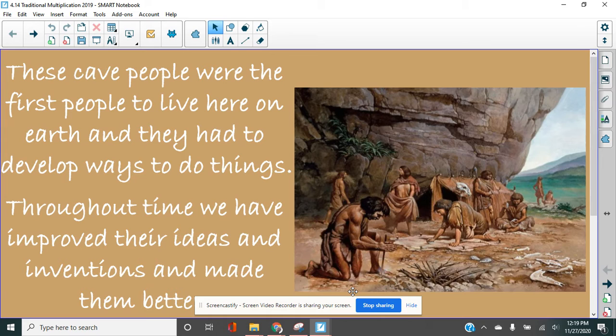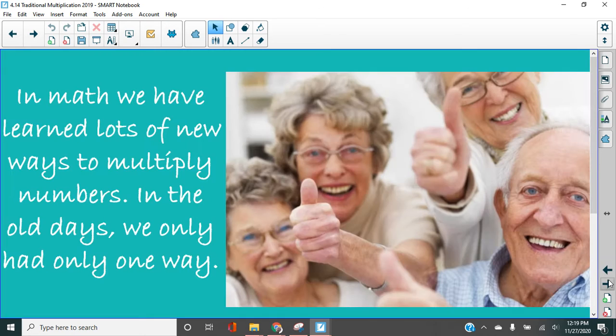Kind of a little extra something that I'm squeezing in here today because, and let's start by talking about cavemen. These cave people were the first people to live here on Earth, and they had to develop ways to do things. Throughout time, we have improved their ideas and inventions and made them better, right? We're not still starting fires like that guy right there.